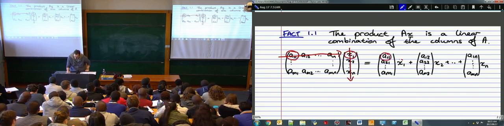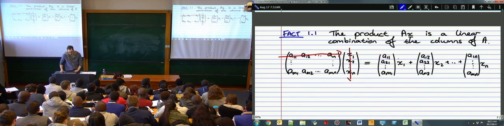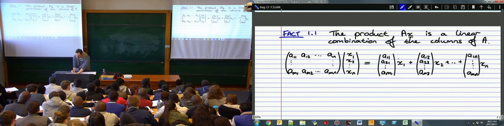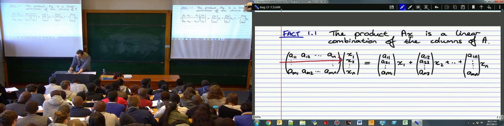So we have an A1 multiplied by an x1. Okay. And then if we were to take this next row multiplied by this column, we'd have this term here.